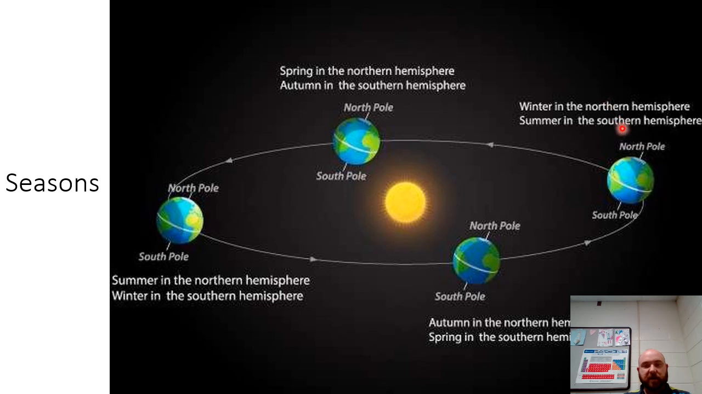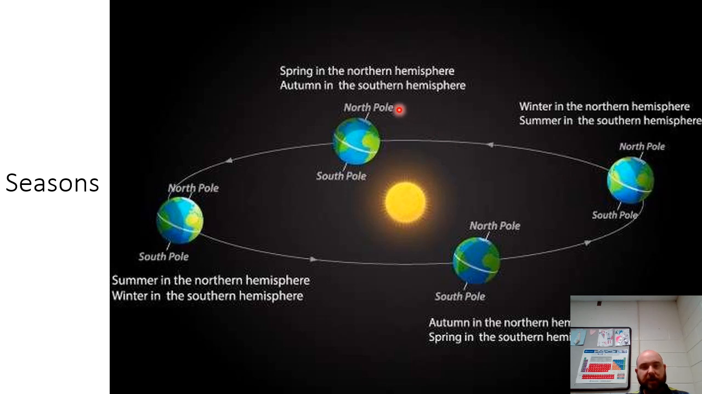On the opposite side of the rotation, because the tilt of the Earth doesn't change very much, once it moves all the way around here a couple months later, now the opposite is true. The southern hemisphere, because of the tilt of the Earth, is now bathed in much more direct light from the sun, and it's receiving it for much longer periods of time. The days are much longer for the southern hemisphere, making it summertime in the southern hemisphere and wintertime in the northern hemisphere.